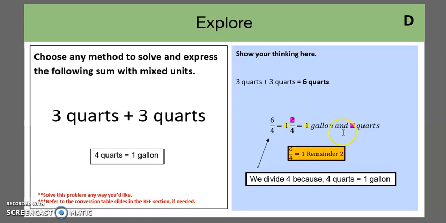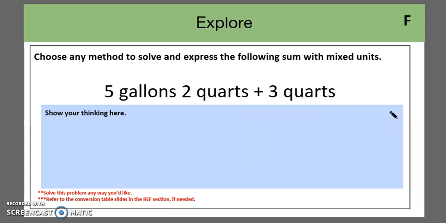So hopefully this was helpful. We're going to look at another question. Now let's say you have 5 gallons, 2 quarts, and then you're going to add 3 quarts. How would you work through this problem? So pause the video, think about how you would do this, and then we will resume on the next slide.